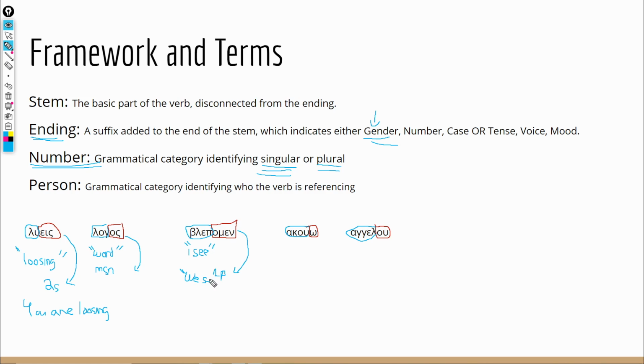So I hope you're kind of understanding how this can come together. It's the same with this akuo. Aku is the stem for I hear, and o is the first person singular. And how do you say something in the first person singular? You just say I. So akuo means I hear, right?